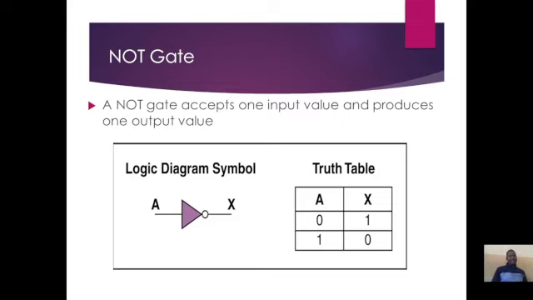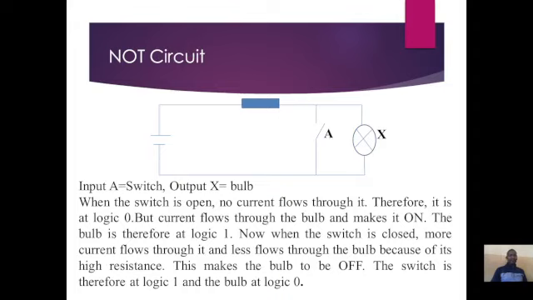We have input A, then output is X. So if the voltage passing through there is low, for example, if the input is 0, it will invert, the output will be 1. And if the input is 1, then the output is 0. So it only has two possible combinations that can be done when you look at the NOT gate.